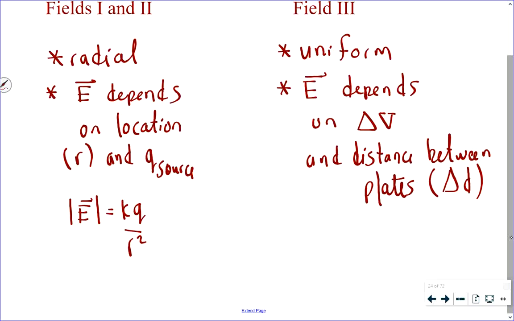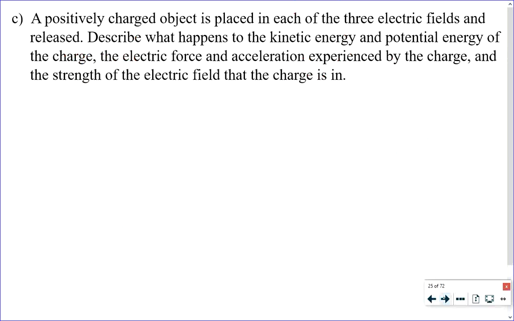Okay. There it is. The electric field depends on the charge of the source and the distance. You don't know this formula yet, but you're going to learn it in about 10 minutes. Okay. All right. Let's take a look at the next part of this question. A positively charged object is placed in each of the three electric fields and released.